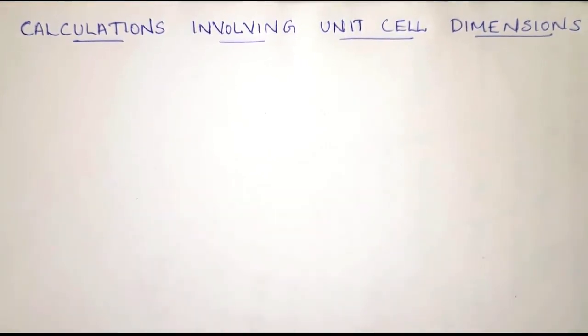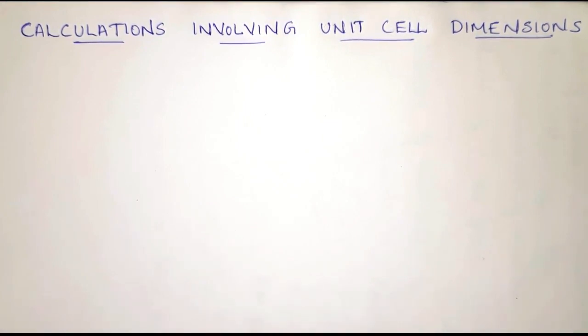From the unit cell dimensions you can calculate the volume of the unit cell. If you know the density of a metal, you can calculate the mass of the atoms in the unit cell. Here we are going to derive a formula to calculate density, or you can even calculate the mass of the substance, the number of atoms present, or the cell length of the unit cell.